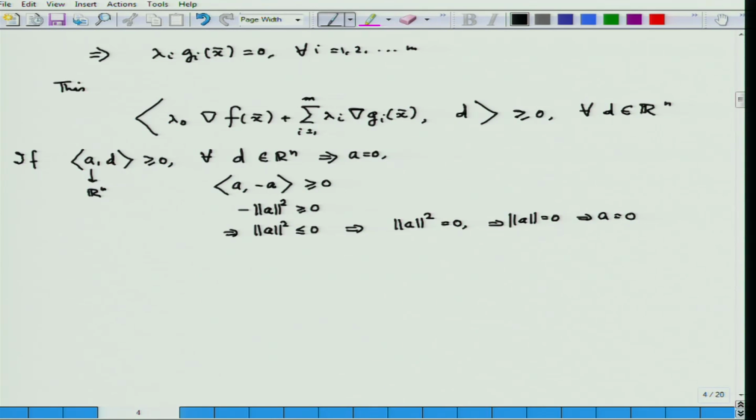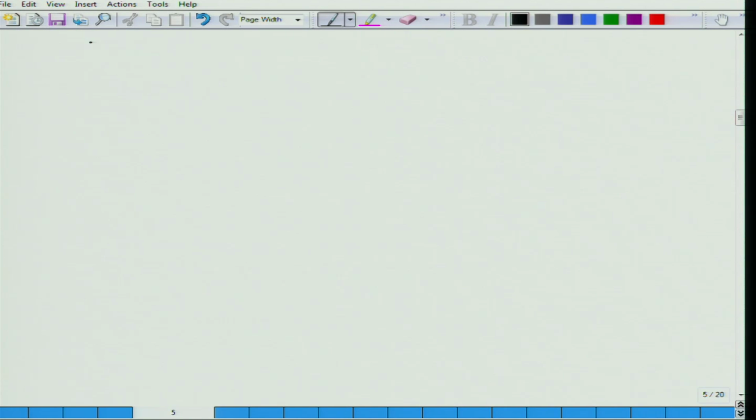So, in the same logic that we would do, we can show now that, this would imply that lambda naught. So, this would now allow us to summarize what is called the John necessary conditions or the John multiplier rule.